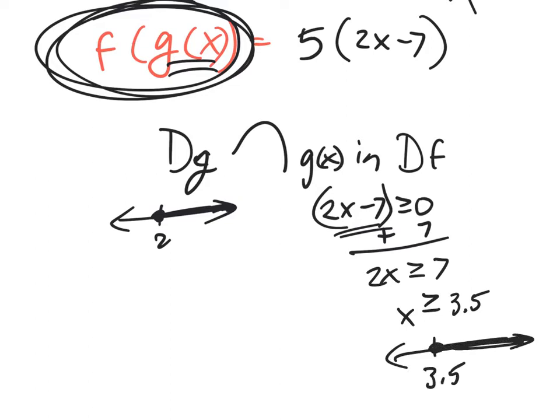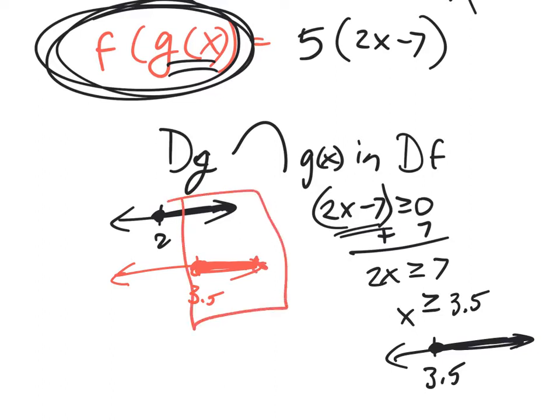And where do those two number lines overlap? I wish I had a little tool where I could grab it and drag it over, but I don't. So I'm just going to redraw it over here. Here's where 3.5 would be. Greater than or equal to is like this. And now where do they overlap? From there over. So from 3.5 to infinity. Bracket, parenthesis.